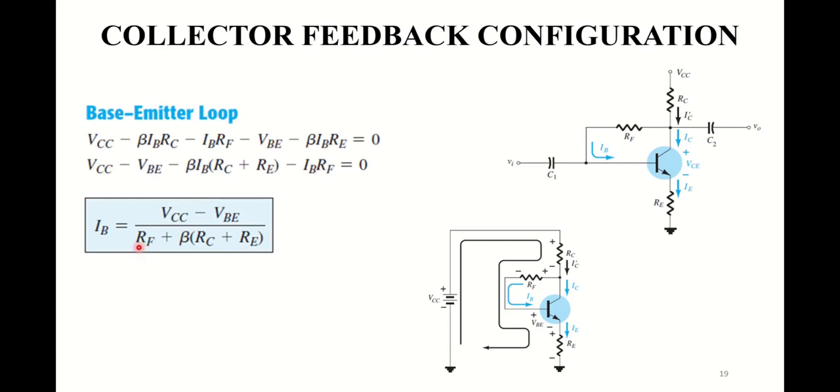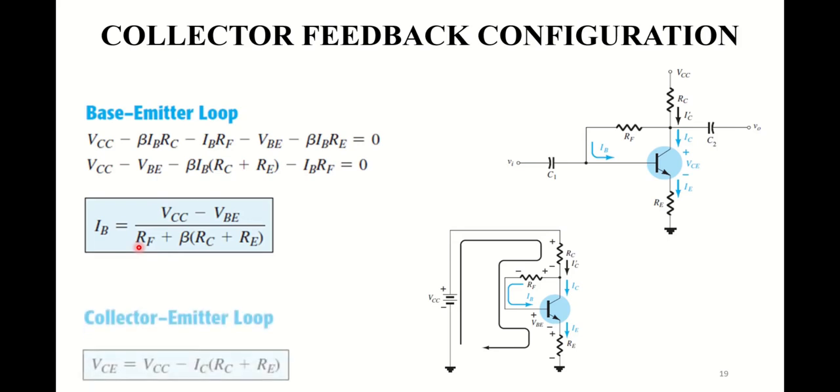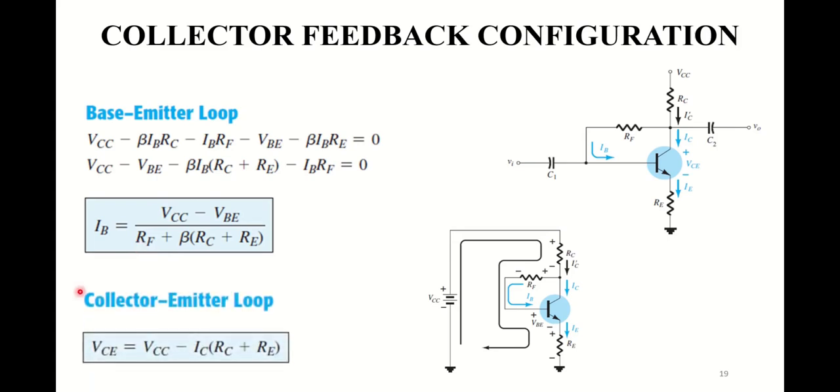Now that we have found the equation of IB, you need to understand that the equation to calculate VCE will remain the same for this configuration as well, just like the voltage divider configuration and emitter bias configuration, because in all these configurations the output loop is the same from where we derive the equation for VCE.